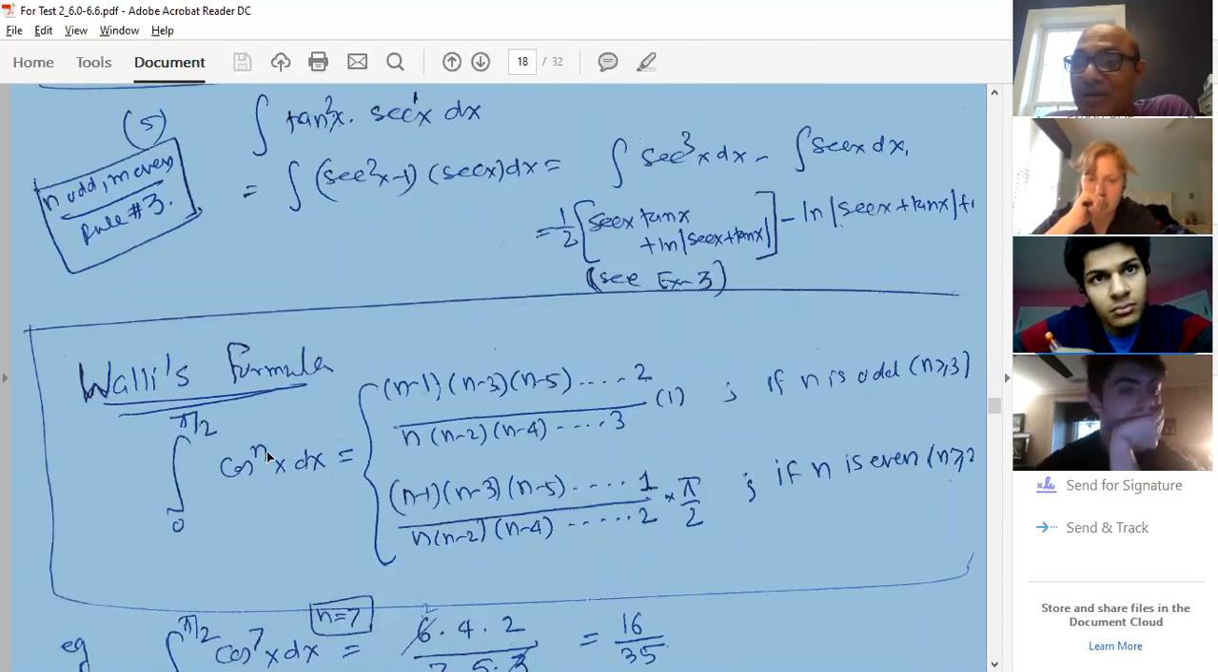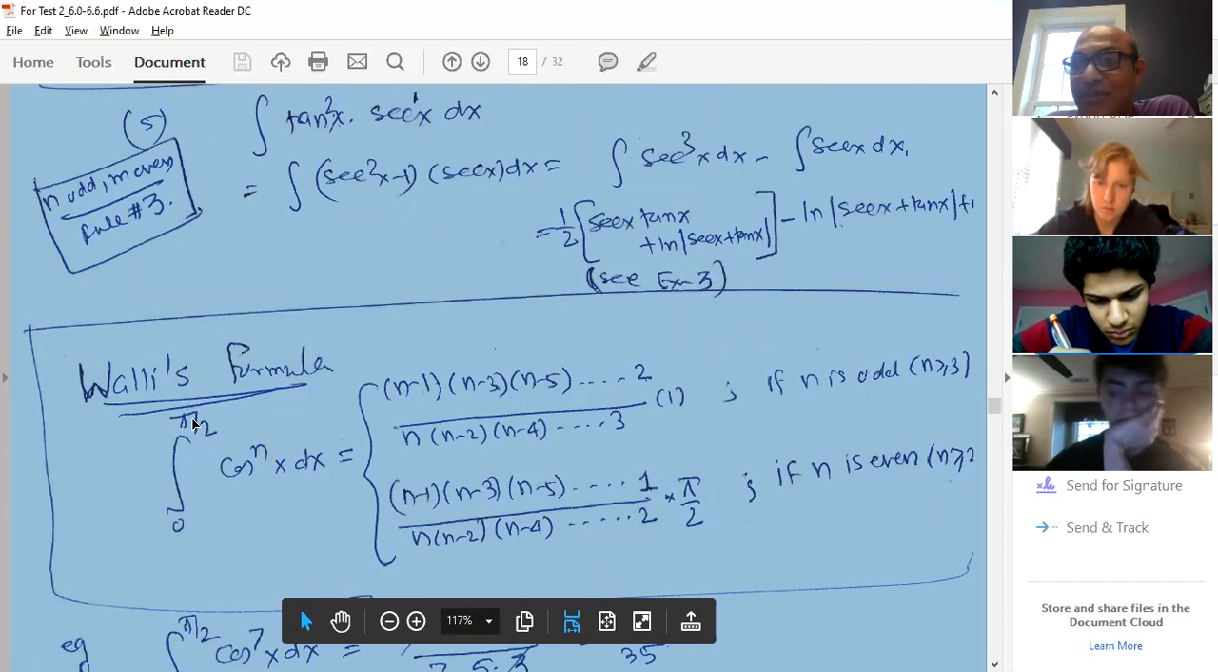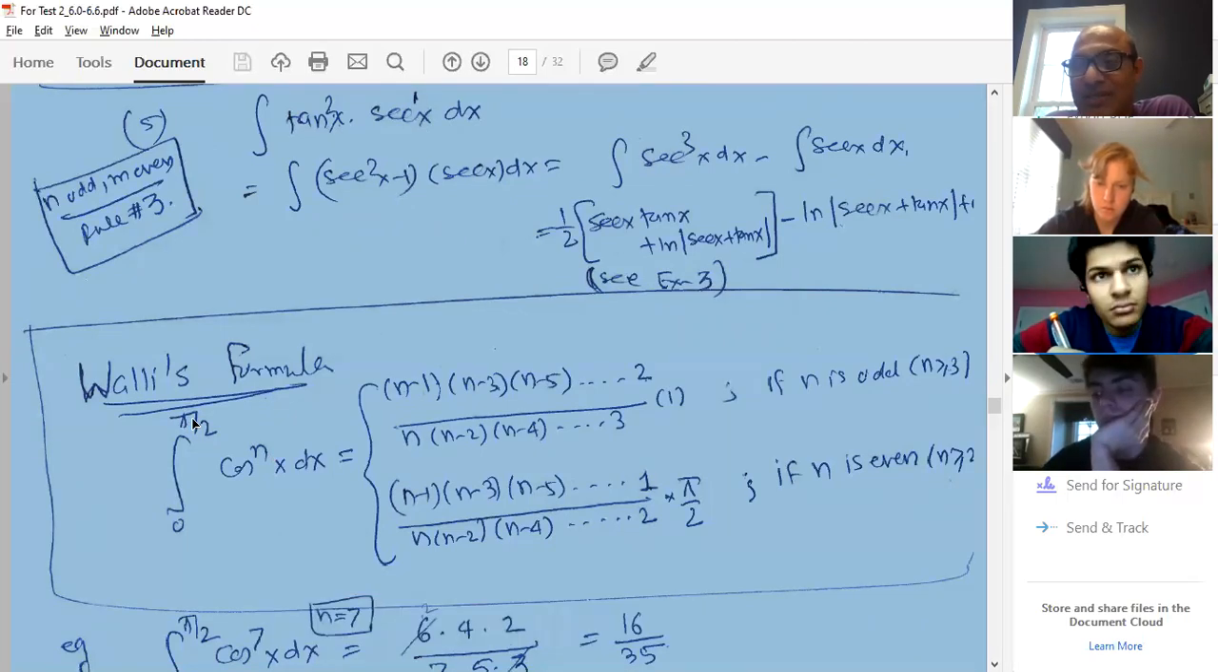How can I get the integration of cosine to the power 12x dx? This formula, the Wallis formula, is applicable only if your range of integration is 0 to pi by 2. If it is 0 to pi by 3 or pi by 6 or something else, it is not applicable. Please keep this in mind. So Wallis formula, integration 0 to pi over 2, particularly cosine to the power nx dx. Always reduce your power by 1. I mean, start with a power 1 less in the numerator and then reduce by 2 for each term. Then n minus 1, n minus 3, 5, 7, and finally you will be getting 2. Automatically you will be getting 2, don't worry.